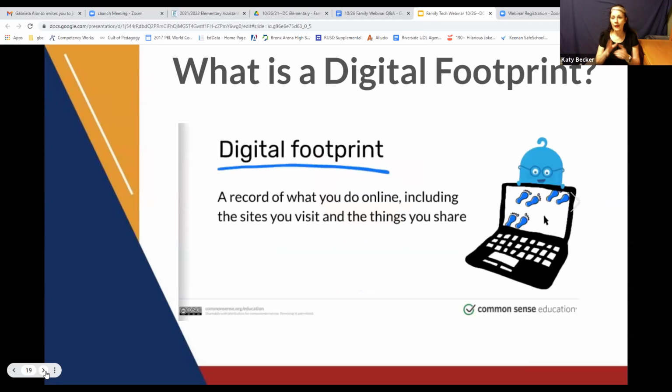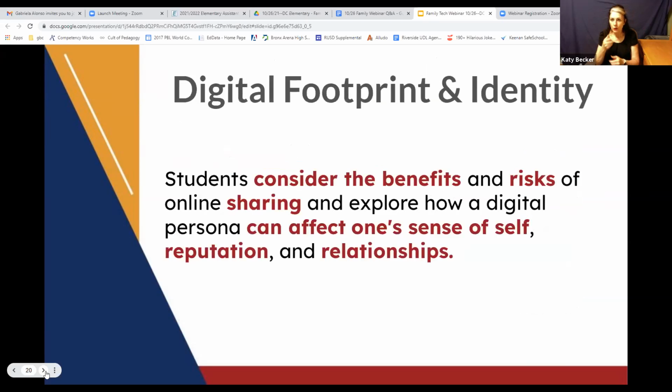So let's talk about what is a digital footprint. A digital footprint is a record of what you do online, and that includes the sites that you visit all the way to the things that you share. So every time that you go to a site, every time that you share something, it creates a footprint. And so it's just teaching the students that we have these footprints, or for the younger students, it's referred to as a trail. So it's really just making them aware that what they do online basically leaves these little footprints on where they go.